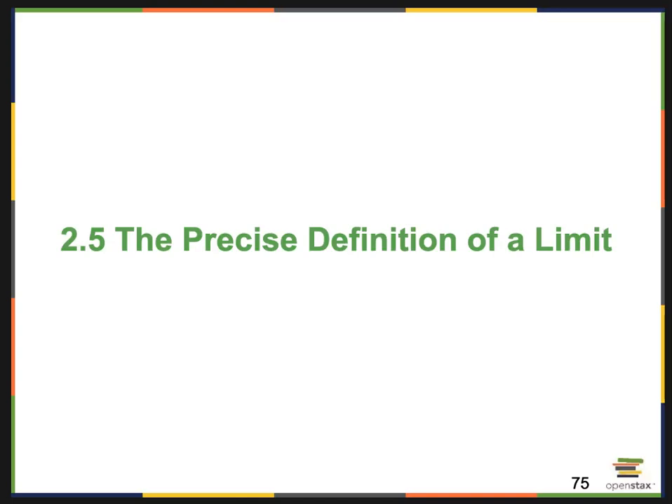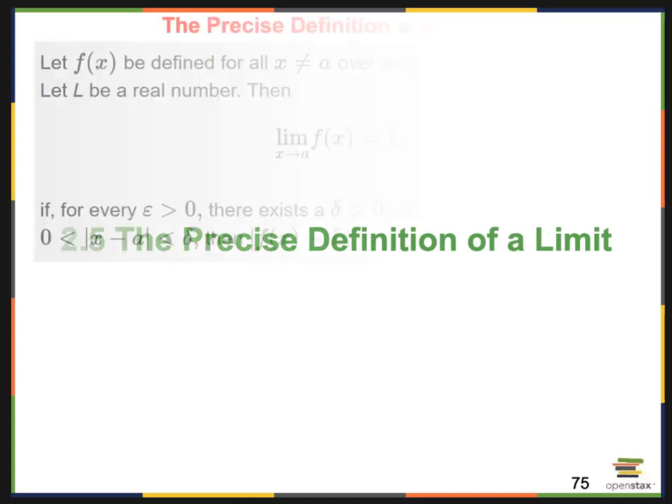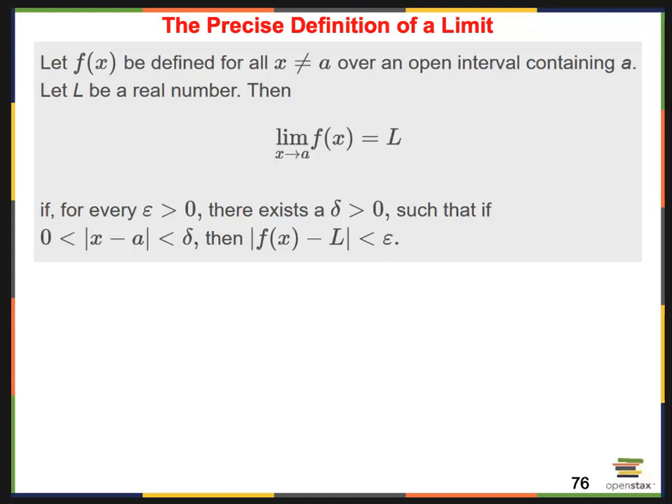Okay, the precise definition of a limit. So let's look and see what this is. Let f of x be defined for all x's that does not equal a over an open interval containing a. Let L be a real number. So we're going to look at a function that's defined for all x's except for a, over an open interval containing a, and L is a real number.